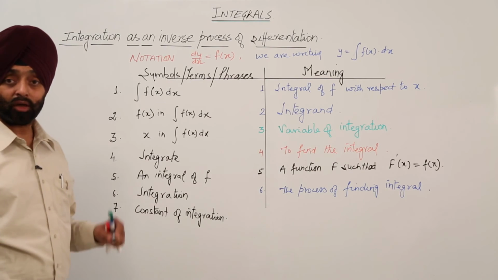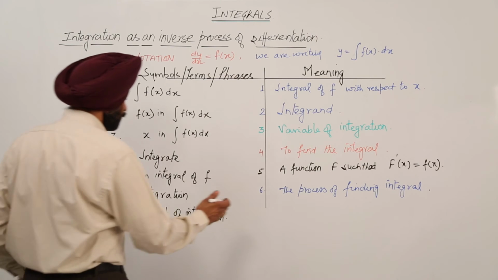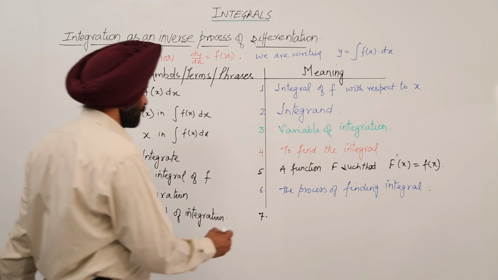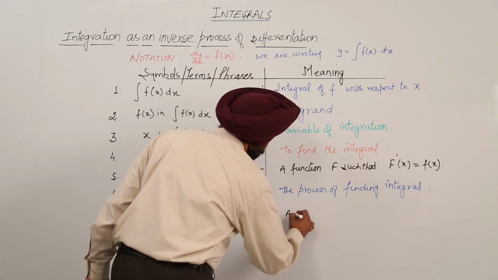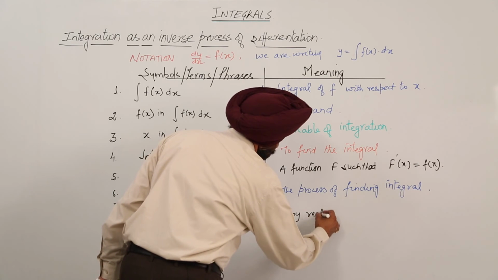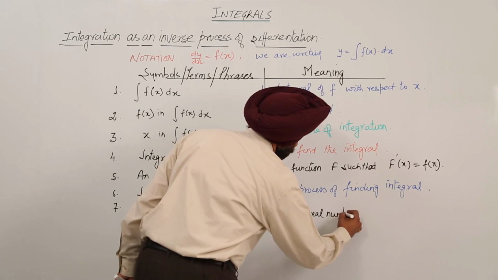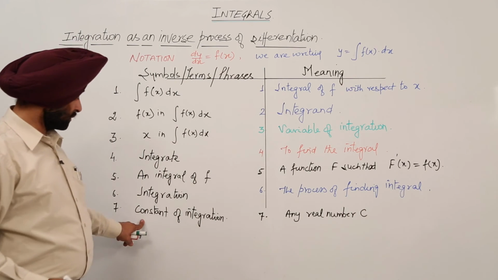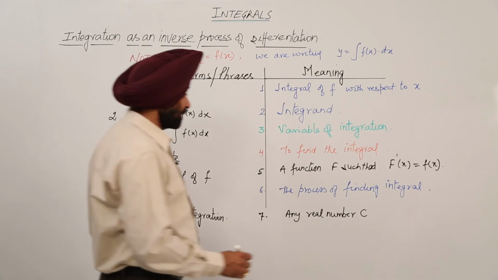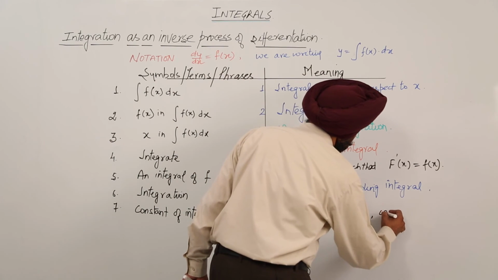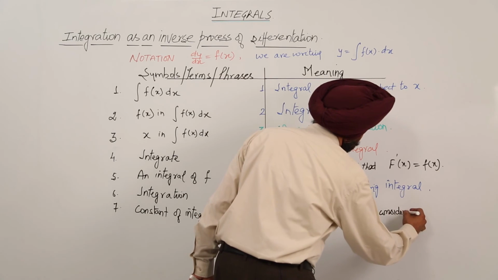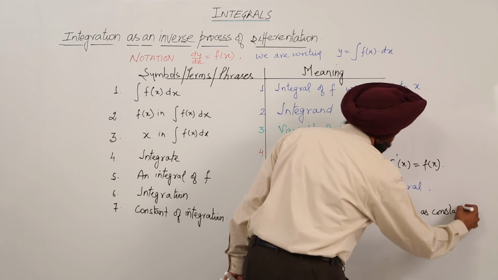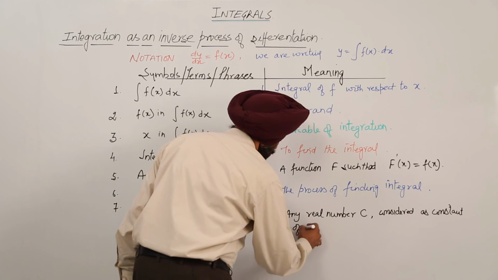Last, we have already discussed the constant of integration. That was capital C, a parameter. So what does number 7 represent? Constant of integration: any real number, normally denoted by capital C, considered as the constant of integration.